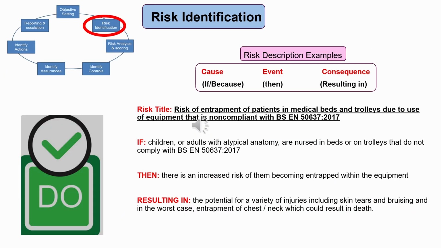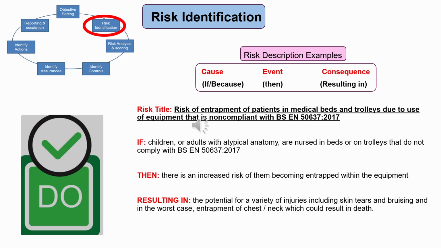Over the next 4 slides are examples of well-written risks, all with appropriate titles and all following the "if or because, then, resulting in" format. The risk on this slide relates to entrapment in bed rails and is described thus.